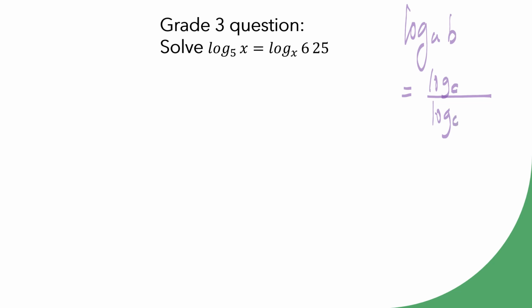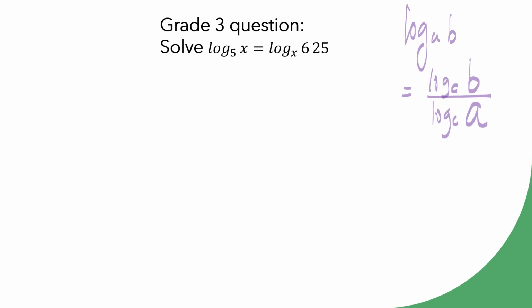Make sure that the size of your base is smaller than all other letters. What goes to the numerator will be b, and then the original base will go down to the denominator.